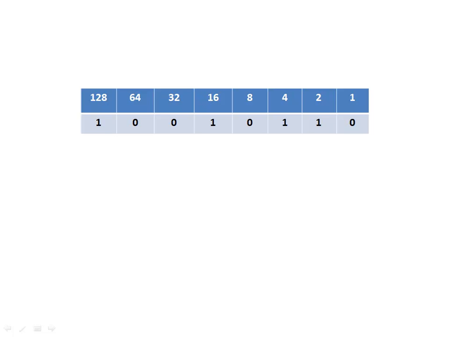And because we took the time to make this table, it's very simple. We're just going to add up all the column headings that have a 1 under them. For example, 128, that's got a 1 under it. 16 has a 1, 4, 2, they have 1s. We just add up all those column headings that have a 1.